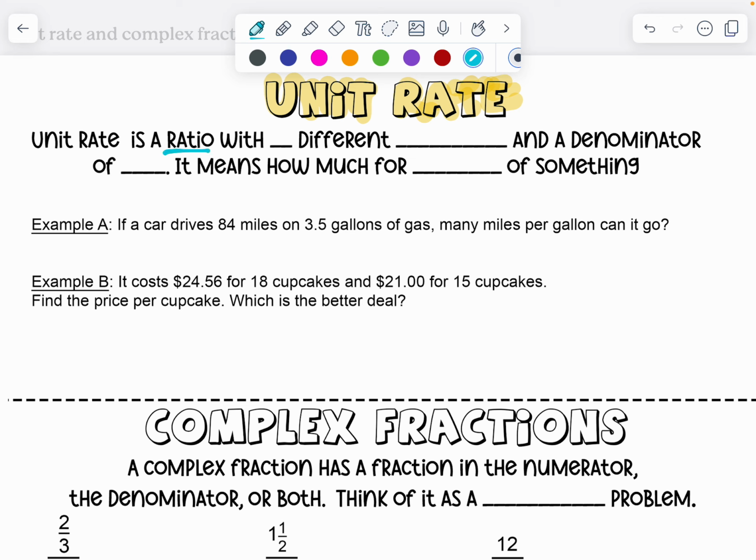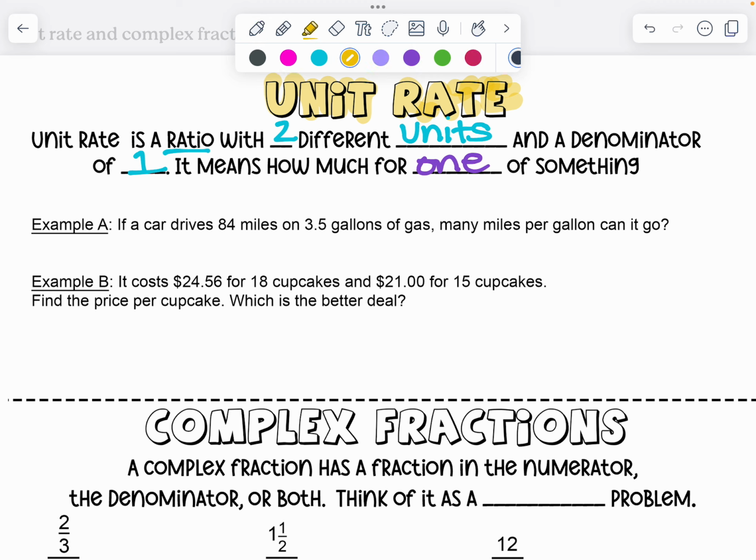All right, it's a fraction or ratio with two different units and a denominator of 1. What that means is how much for one of something. I want to know, like we'll do miles per hour or the cost of 1 gallon of gas. We always want to get it down to one single unit.